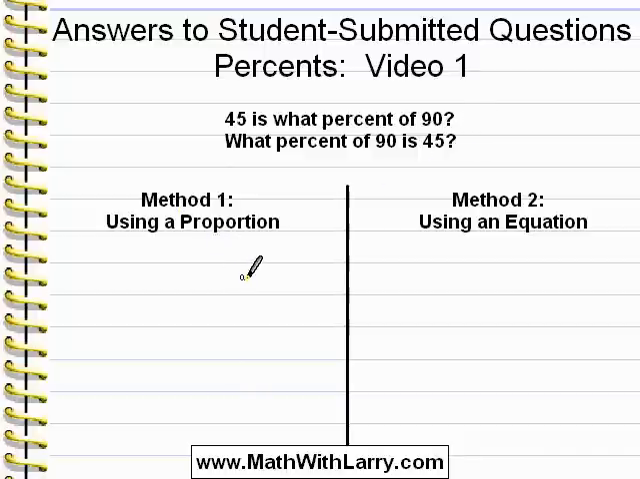Okay, there are two ways to solve this question. One method is using a proportion and one is using an equation. Let's take a look at both methods because you may be asked to use one instead of the other. Okay, here's how we do it using a proportion.